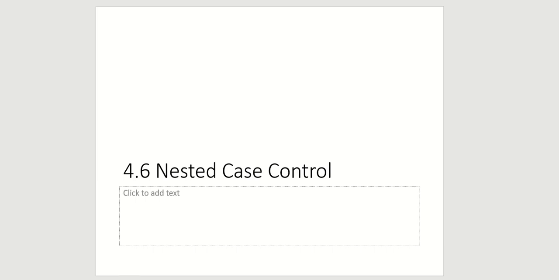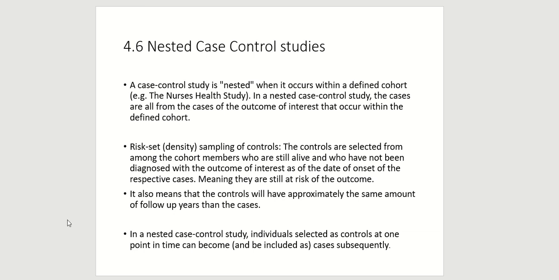So what is a nested case control design? It's a case control study that is nested inside a cohort. Actually, it could be nested even inside an RCT. But anyway, a case control study is nested when it occurs within a defined cohort. In a nested case control study, the cases are all from the cases of the outcome of interest that occur within a defined cohort.